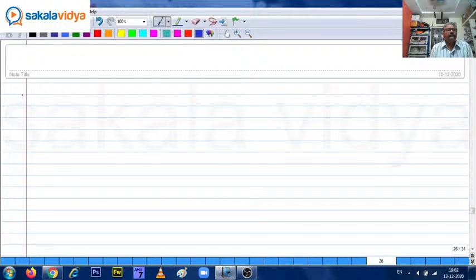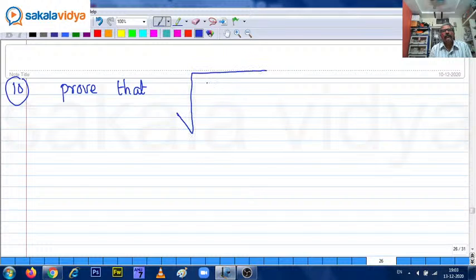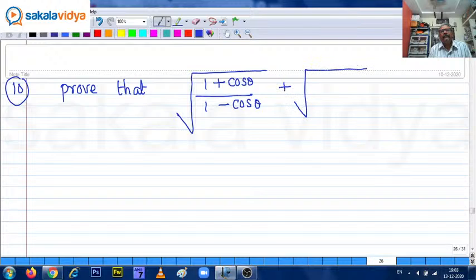Now the 10th question. Prove that root of (1 plus cos theta minus 1 minus cos theta) plus root of (1 minus cos theta plus 1 plus cos theta) is equal to 2 cosecant theta.